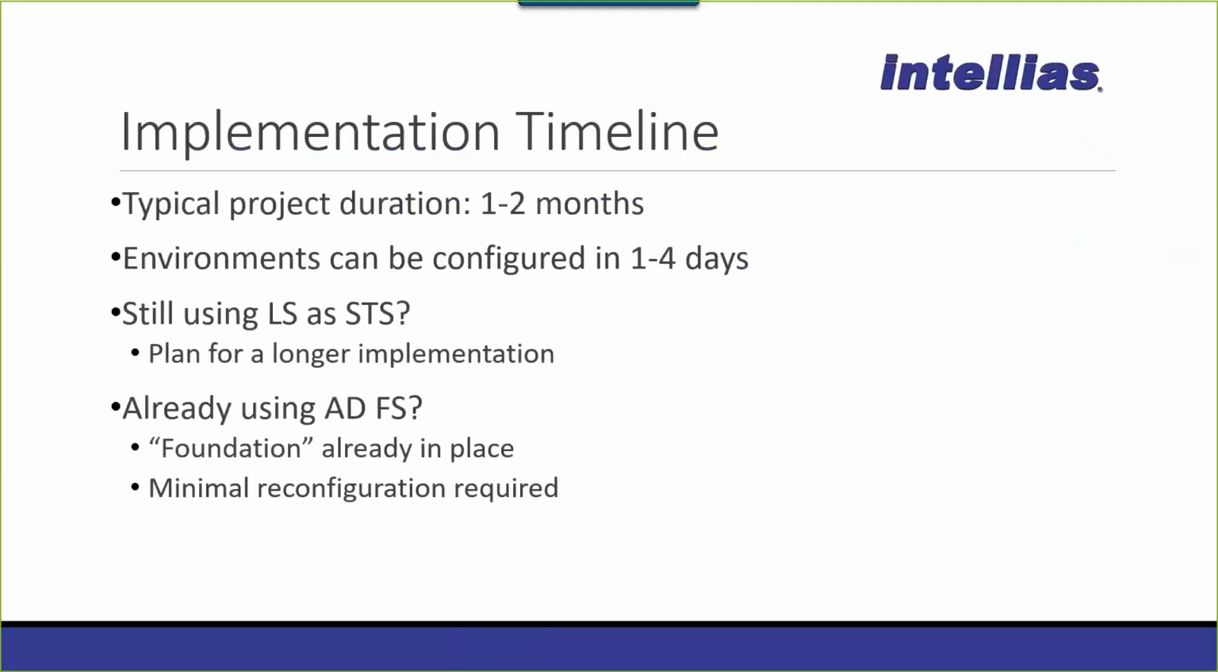What does that timeline look like? This is really kind of a rough estimate based on what we've seen out in the field. The typical project duration is anywhere from 1 to 2 months. Obviously, we can get longer than that depending on the number of environments, other project activities, resource availability, et cetera. But I think the 1 to 2 month timeline is realistic and reasonable to estimate generally.